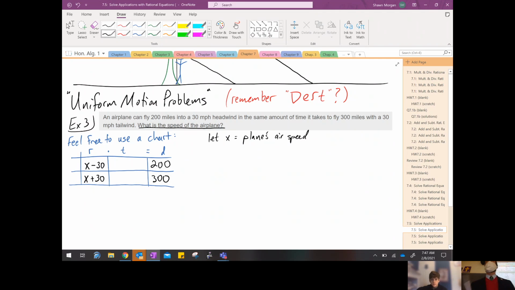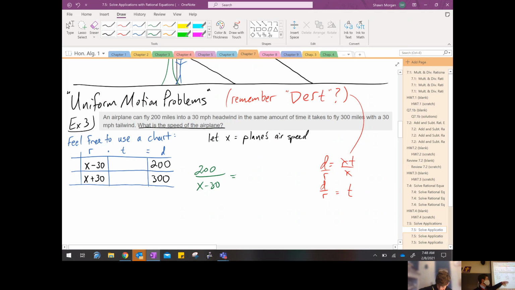Fabulous idea. How do I get T by itself? Jack: Very good. Think about D equals RT. If I divide both sides by R, I produce an equivalent equation, T equals D over R. Therefore, the time of the first part of the trip, going against the wind, would be 200 over x minus 30. That's the time going against the wind. The time going with the wind will be 300 over x plus 30.